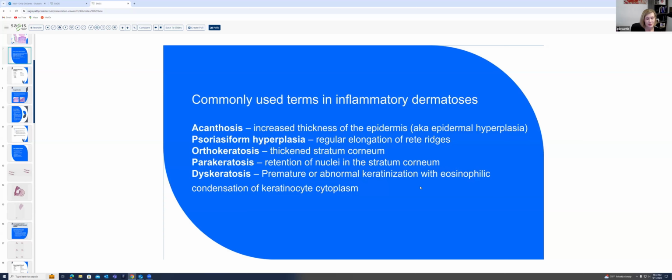Dyskeratosis, which can be used kind of interchangeably with apoptosis, is premature or abnormal keratinization of keratinocytes, which results in a condensed eosinophilic appearance of the cytoplasm with a darkened kind of hyperchromatic nucleus.